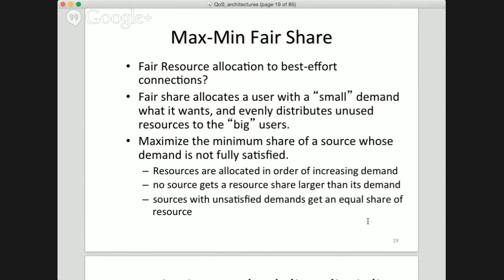What I'm doing, if I apply this policy, is that I'm actually maximizing the minimum share of a source whose demand is not fully satisfied. And this is basically why this policy is called max-min fair share. So what I do, I basically allocate resources in order of increasing demand. I first serve the ones with the smallest demand. No source gets a resource share larger than its demand, and sources with unsatisfied demands get an equal share of the resource. This is one option.